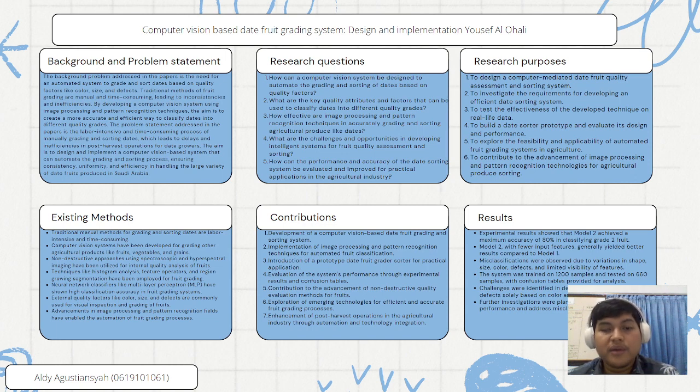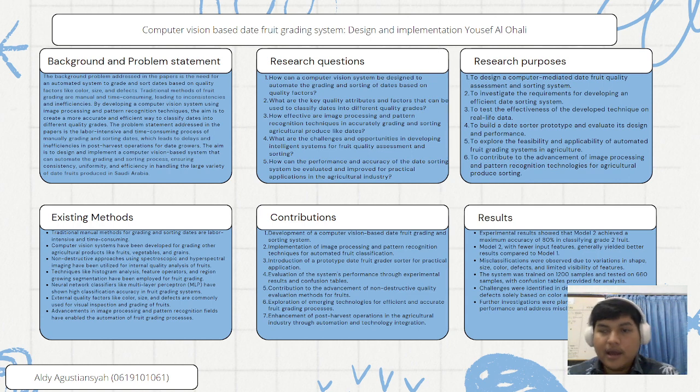5. Contribution to the advancement of non-destructive quality evaluation method for fruits. 6. Exploration of emerging technologies for efficient and accurate fruit grading processes. 7. Enhancement of post-harvest operation in the agricultural industry through automation and technology integration.